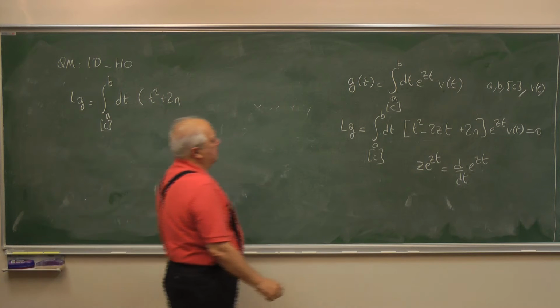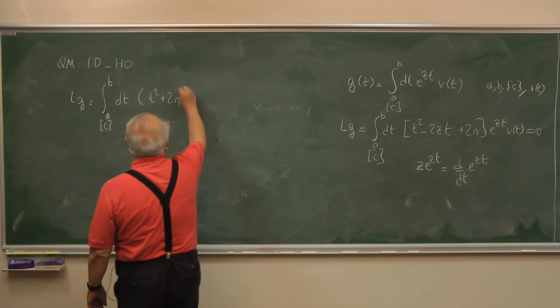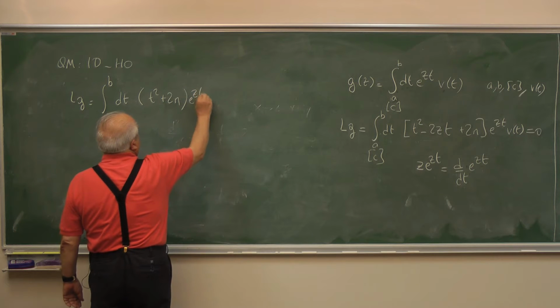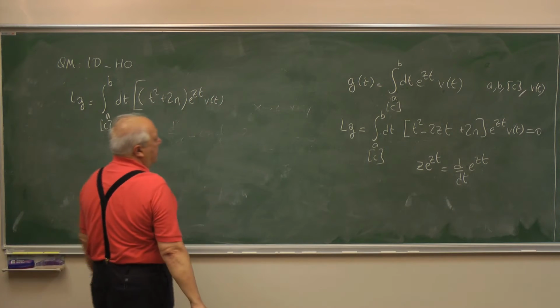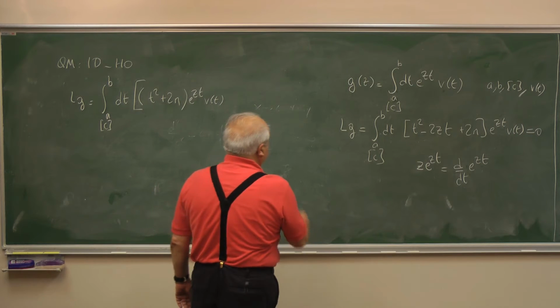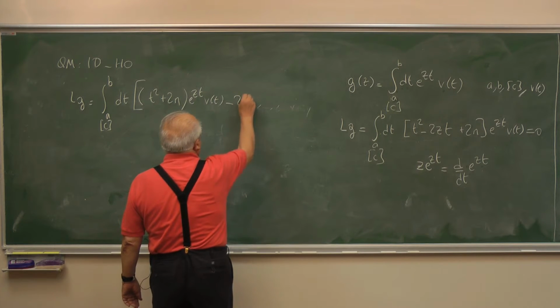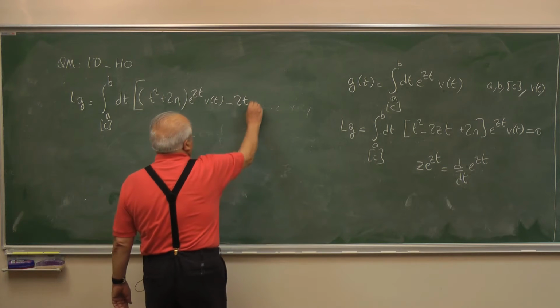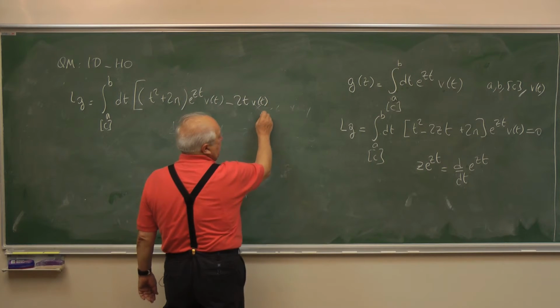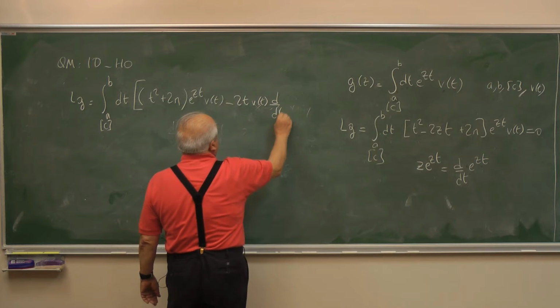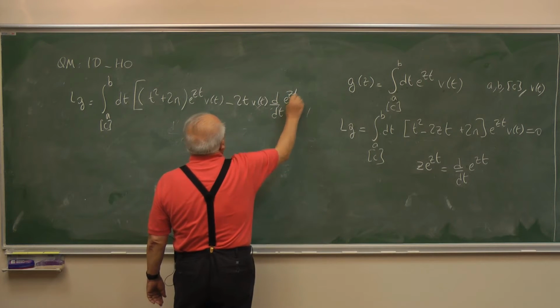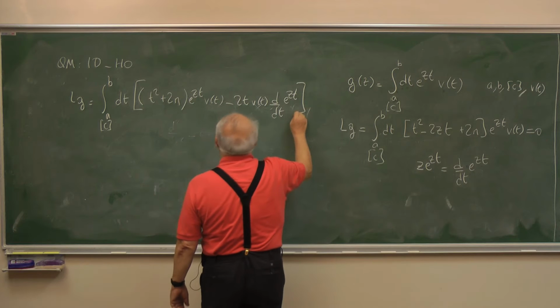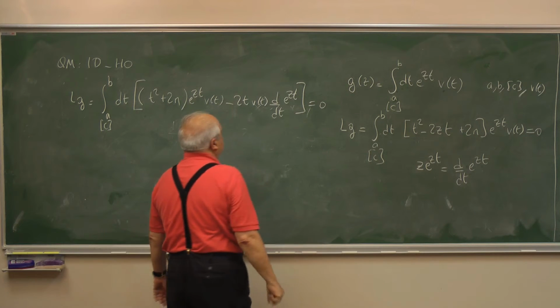(t² + 2n) e^{zt} v(t) − 2t v(t) d/dt e^{zt}. This is supposed to be 0.